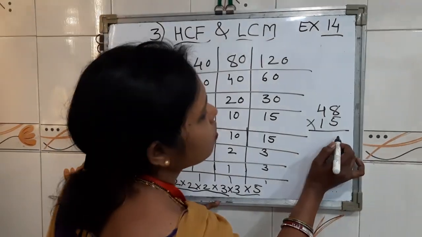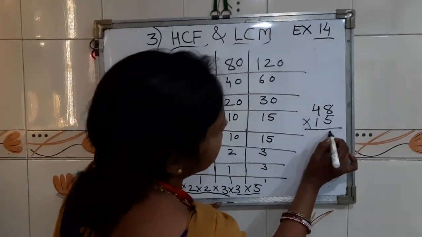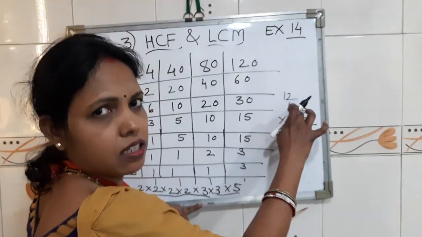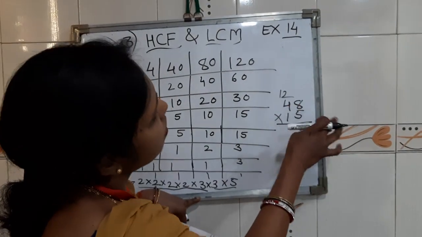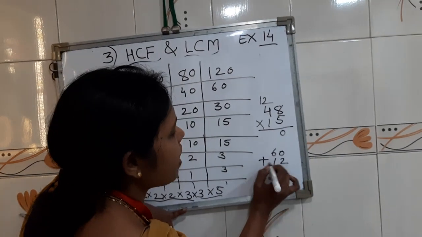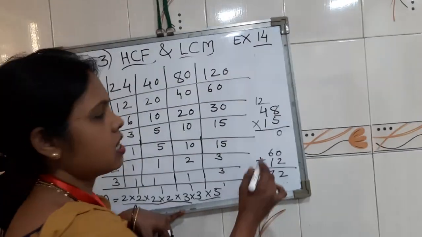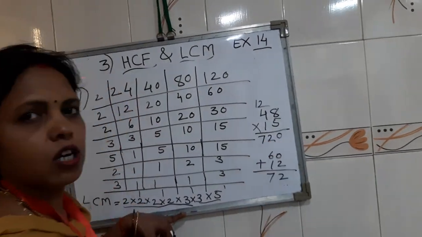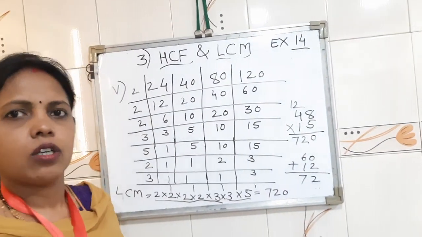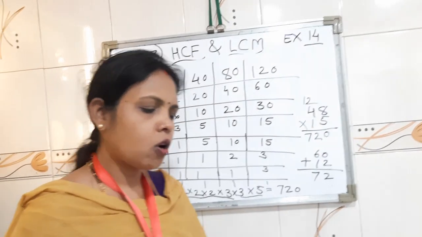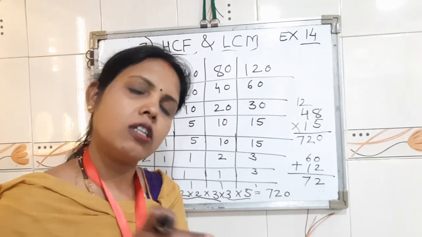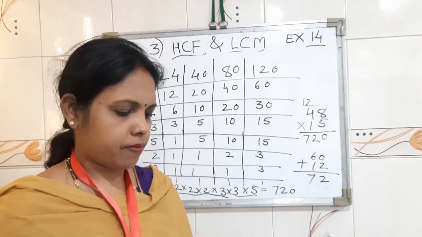15 8s are 120. Then 0 and carry 12. 15 4s are 60. Then this 60 plus 12 is 72. This one is 720. Means your LCM equals 720. So children, I hope you all understood all the HCF and LCM sums properly.